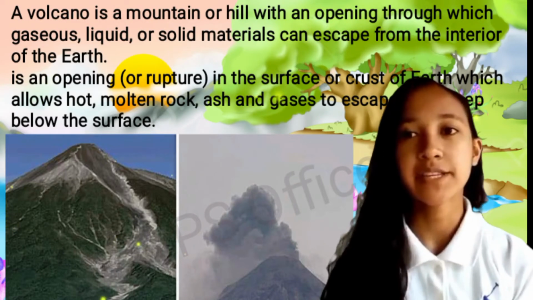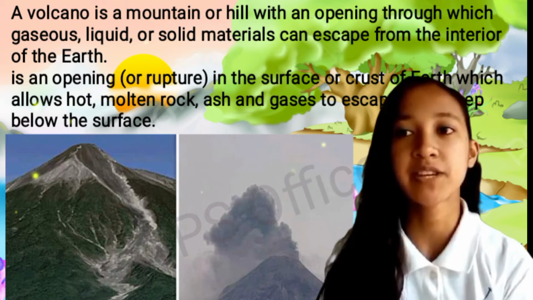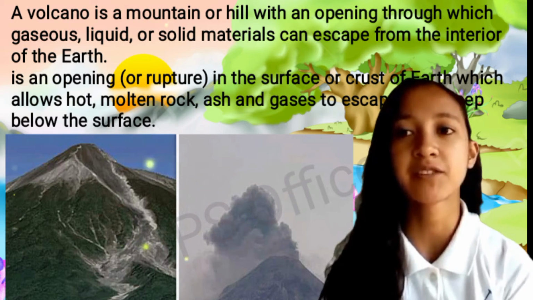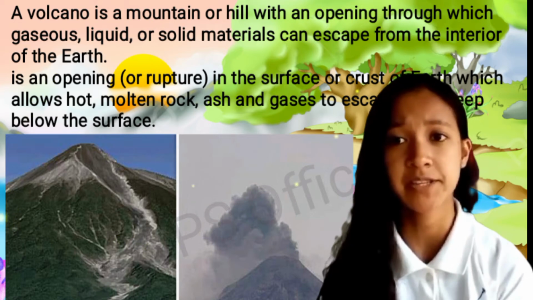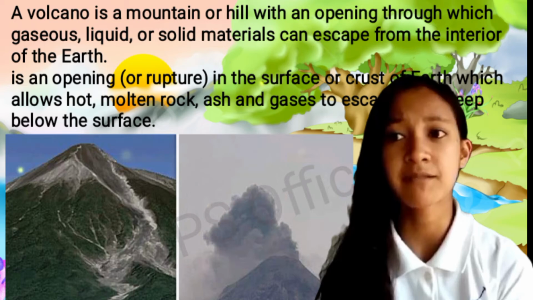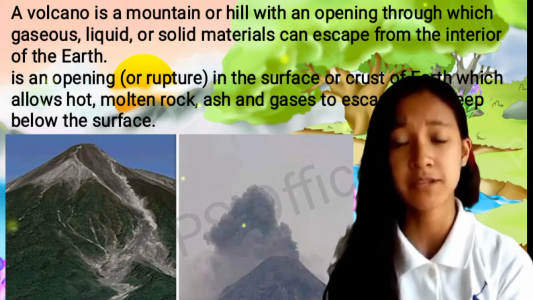A volcano is a hill with an opening through which gaseous, liquid, or solid materials can escape from the interior of the earth, a rupture in the surface crust of the earth, which allows hot, molten rock, ash, and gases to escape from deep below the surface.